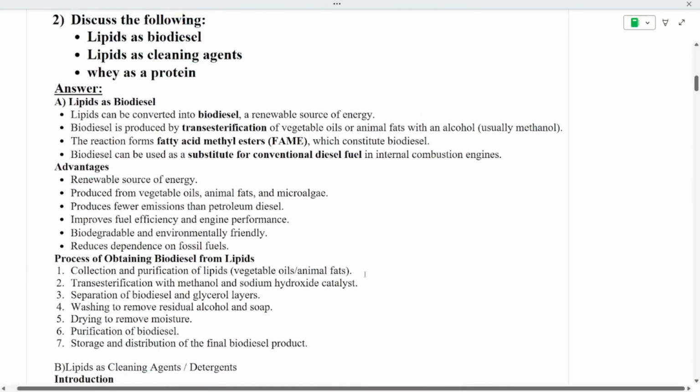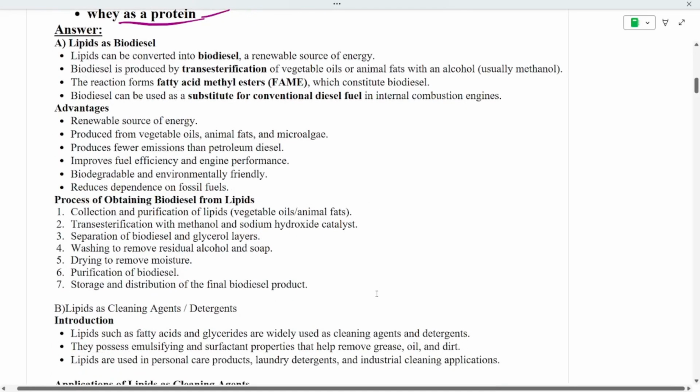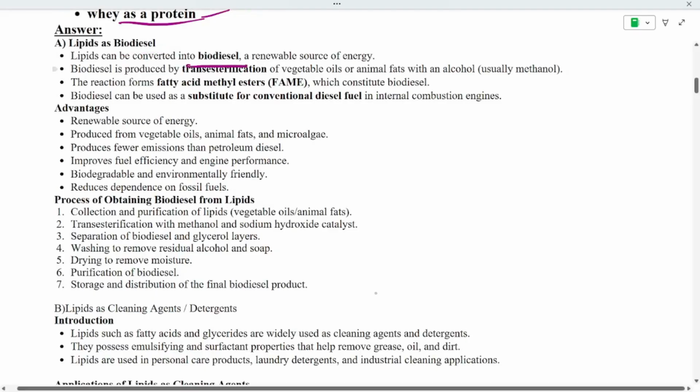Okay, next let's discuss lipids as biodiesel, lipids as a cleaning agent, and whey as a protein. We will explain all that, no need to worry. First, biodiesel. What is lipid? Lipid can be converted into biodiesel, a renewable source of energy. It can be reused. Renewable is nothing but reuse.